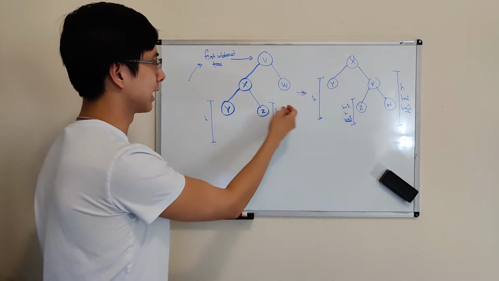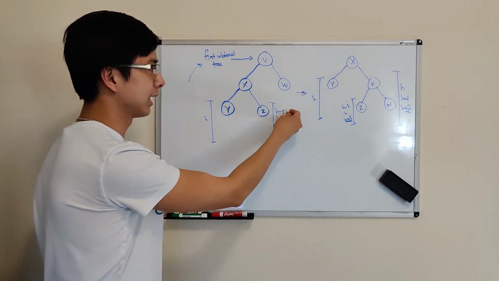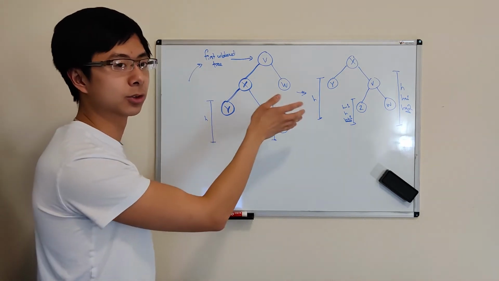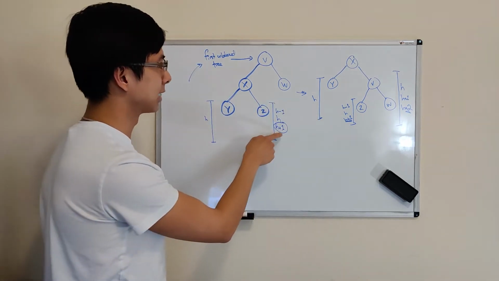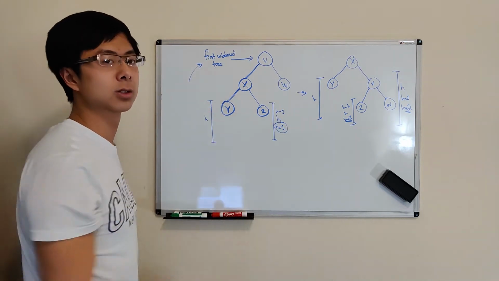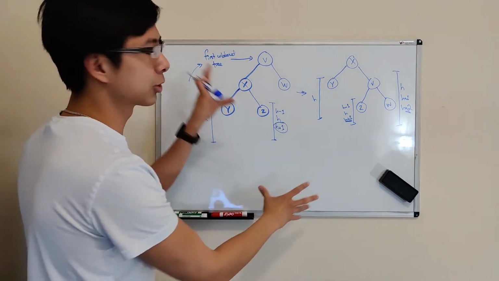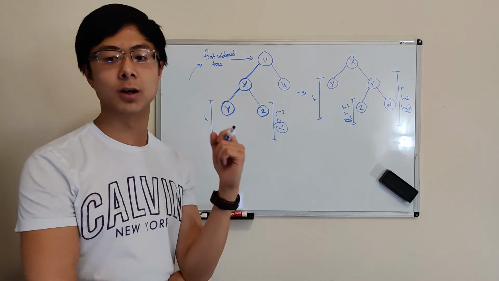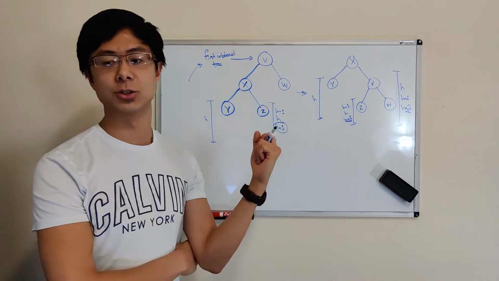If Z's height is H minus 1 or H, in other words, less than or equal to Y's height, then it's just a simple right rotation. It's just a left-left case. But if Z's height is greater than Y's height, then it becomes a left-right case. We have to do a correction first. So this is kind of like an intuition as to why this balancing stuff works. So hopefully that helps. And let's move on to insertion and deletion.